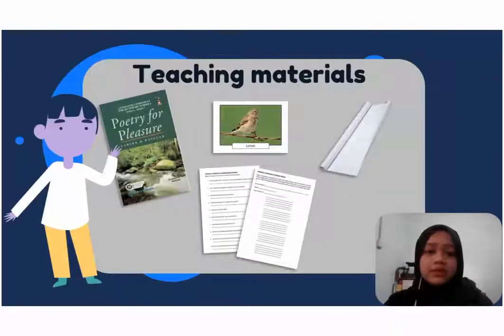Now for the teaching materials. The lesson plan is intended to be used with a poem from the book Poetry for Pleasure by Sadler and Hayler, which is Poison Talk. So we have also provided a Google Slides link that contains pictures related to this poem for the teacher to use to show the students. And teachers also need to give out worksheets and mahjong paper.